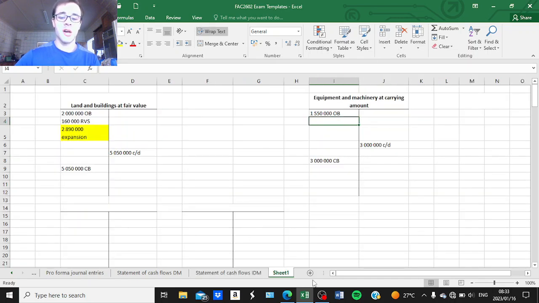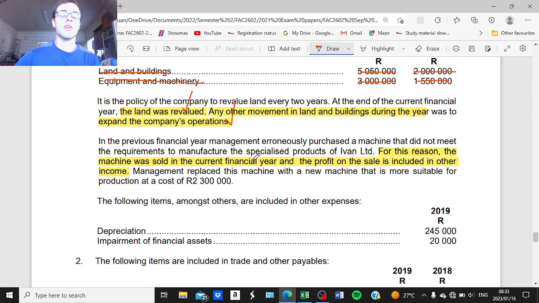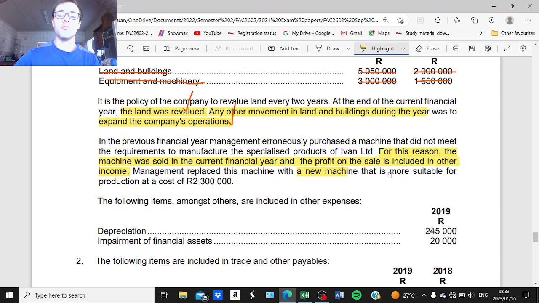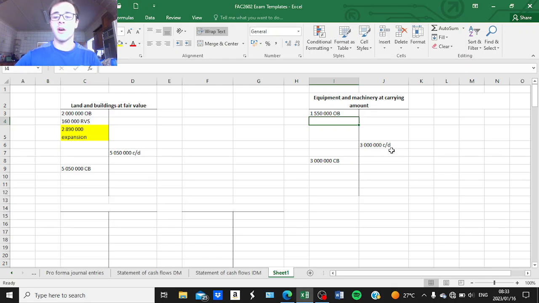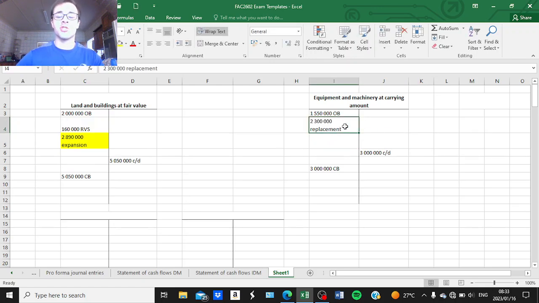All right. Back to our equipment and machinery carrying value GL account. Now, management replaced the machine that was sold with a new machine that is more suitable for production at a cost of 2.3 million rand. So the new machine was acquired at a cost of 2.3 million rand. So we will show this on the debit side of this general ledger account because this has increased the carrying value of equipment and machinery, not property, plant and equipment. So therefore, it must be shown on the debit side of this GL account.